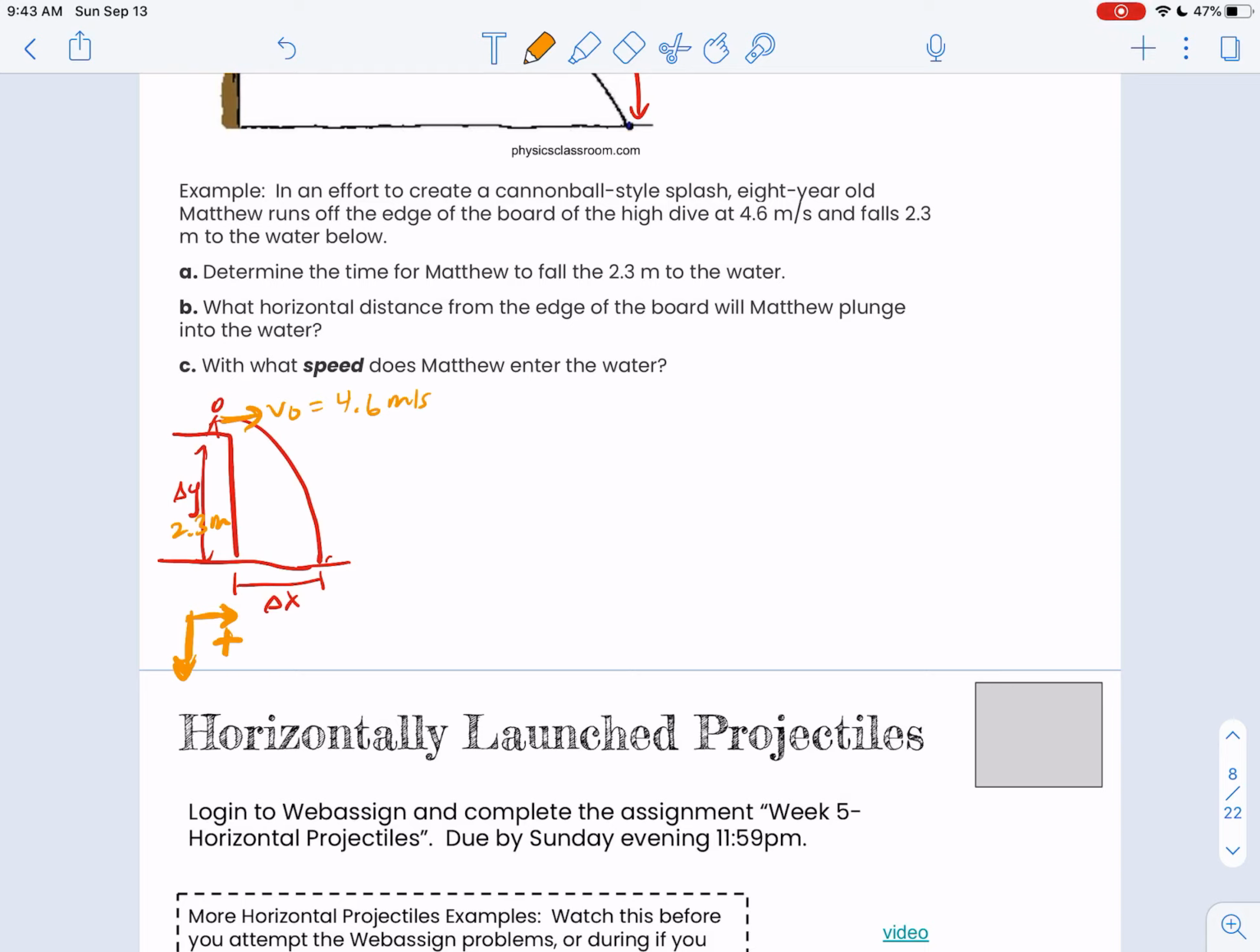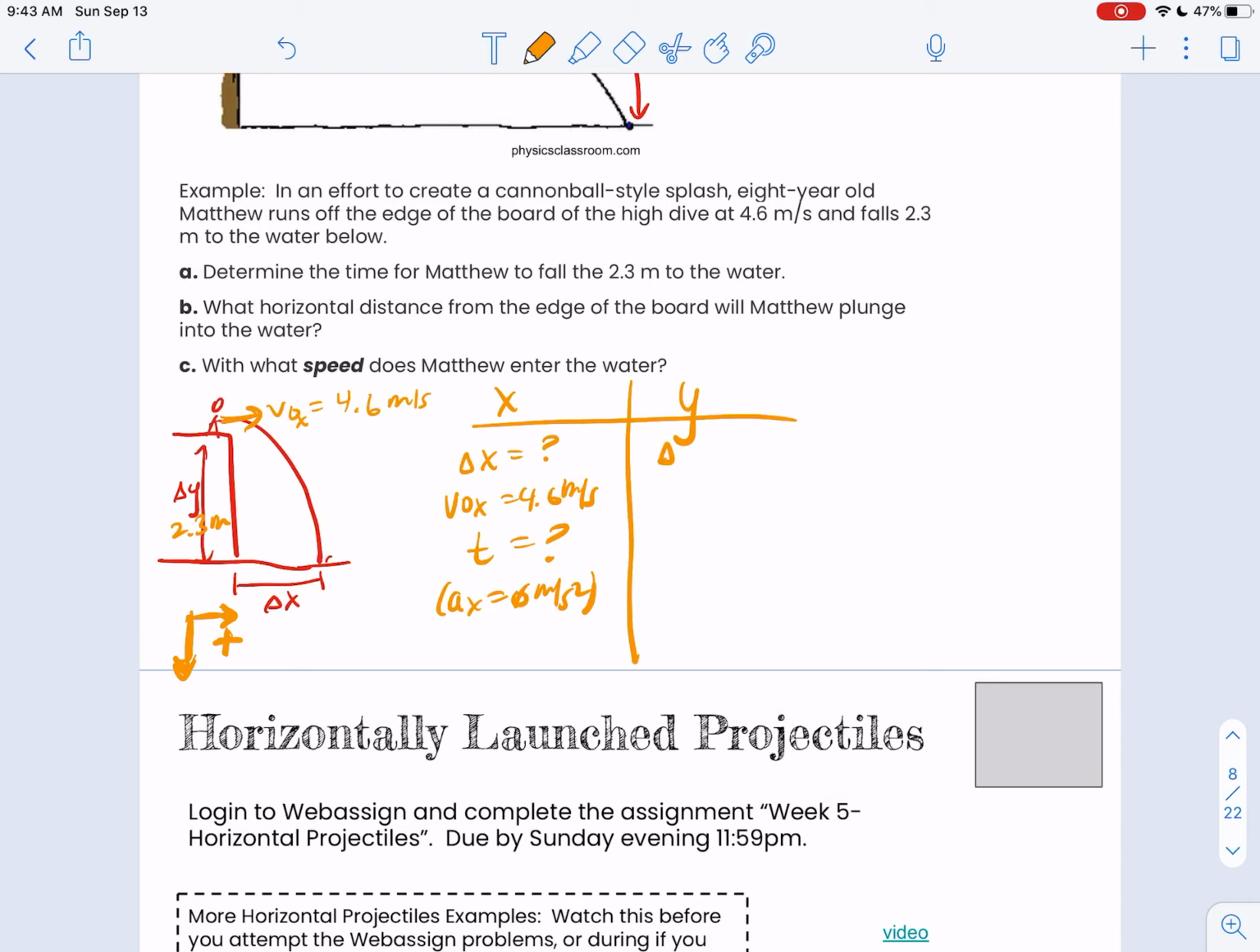All right, so this is the most important thing in projectiles: you need to set up 2 lists. Your X list and your Y list. So in my X list, my delta X is unknown. My velocity, I'm going to call this V naught X because it's only in the X direction because it's horizontal. And the time, I do not know. The acceleration is 0. You don't have to write that, but just know that the acceleration in the X direction is 0. This is more of a constant speed direction.